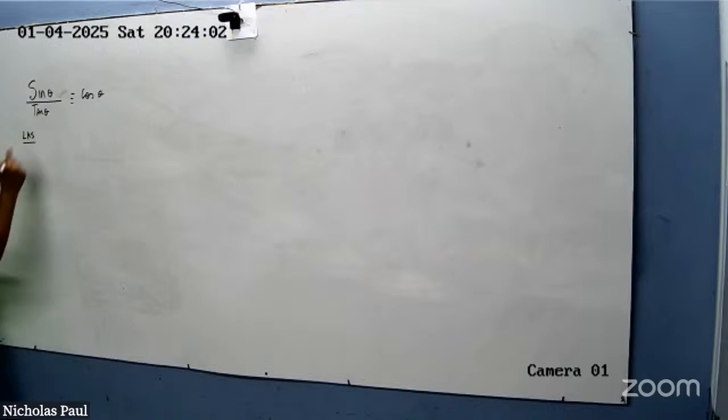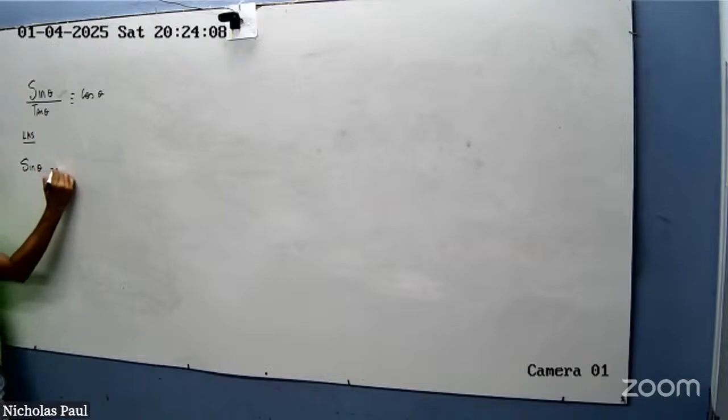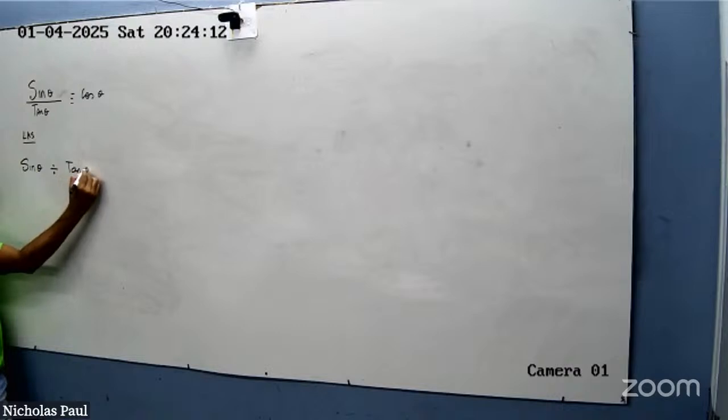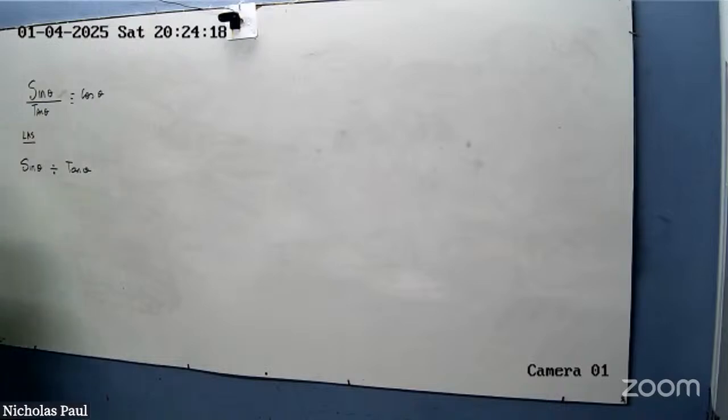So the first thing I like to do is I don't like to leave it like this. I like to write it like this: sine theta divided by tan theta. It makes it a little bit easier to simplify. Good. Based on the blue square, what's an identity that we could use here? There's none for sine.